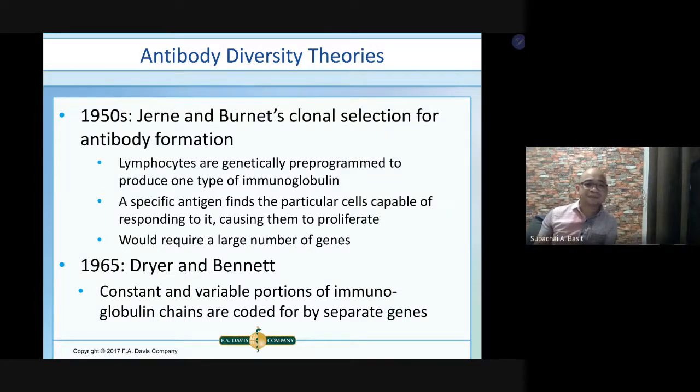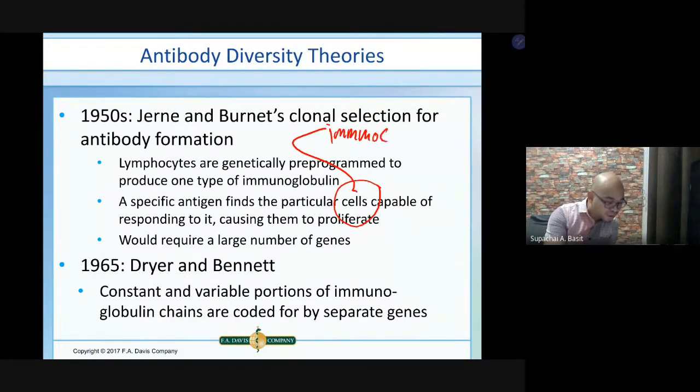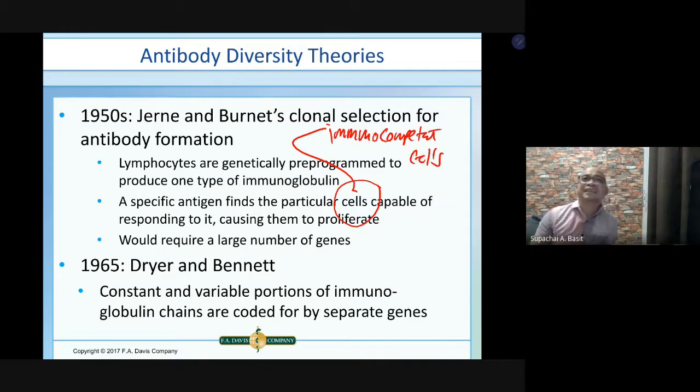for antibody formation. I have actually explained this in chapter 4, meaning to say our lymphocytes are genetically pre-programmed to produce one type of immunoglobulin, and a specific antigen finds the particular cells capable of responding to it. Those cells that respond to it, we call immunocompetent cells. And only cells that have been activated by a certain antigen can proliferate. Hence the term clonal selection theory.